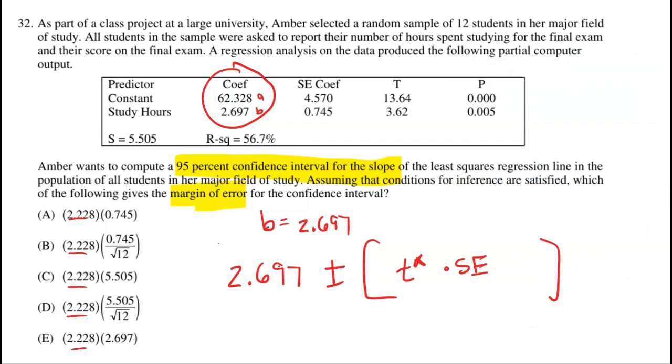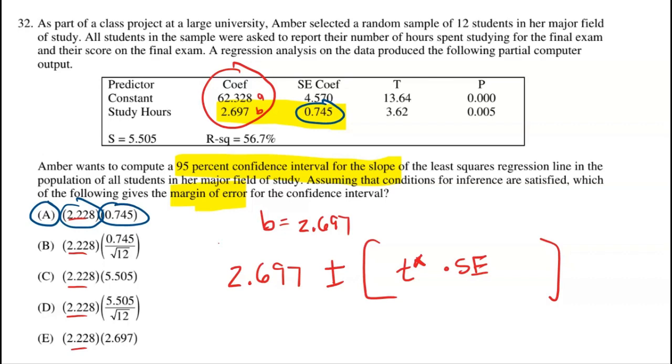Now, what about the standard error? Well, again, it's literally right in your table. You do not have to do any work to find it. It's right next to the slope, right here, 0.745. I don't have to do anything with that number. I don't have to use any fancy formula. Again, go back to that formula sheet that I already showed you. There is a formula to get that standard error, but you don't have to worry about it, which makes choice A really, really simple. Here is my t-star, 2.228, and my standard error for that slope, 0.745.